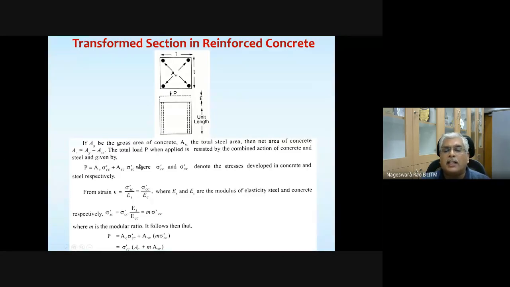This is simple mechanics. The load resisted by the concrete plus the load resisted by the steel should be equal to the total load applied. Any questions here? Now an important concept: when I subject this column to load P, I told you the strain in this entire column is epsilon. That means the strain in concrete is also epsilon, and the strain in steel is also epsilon.